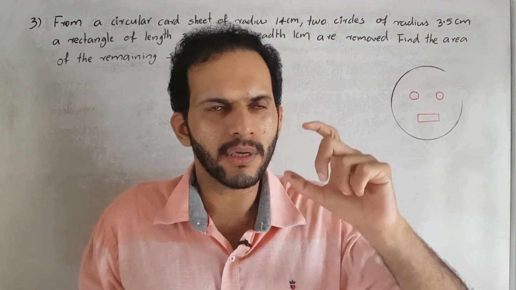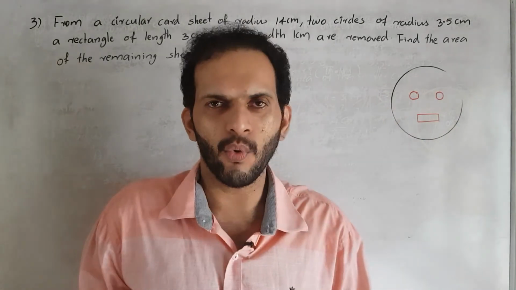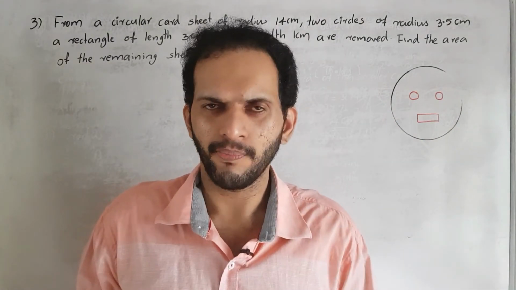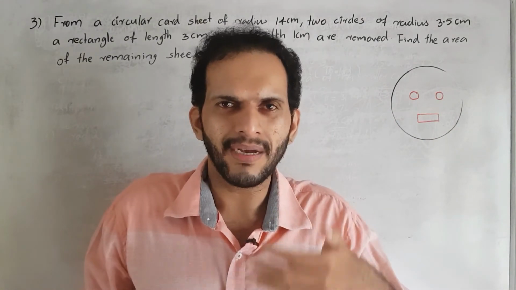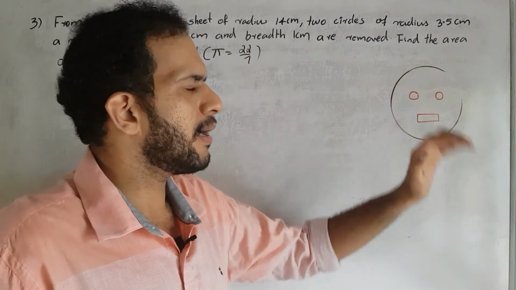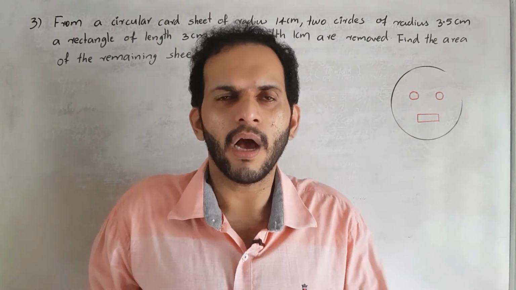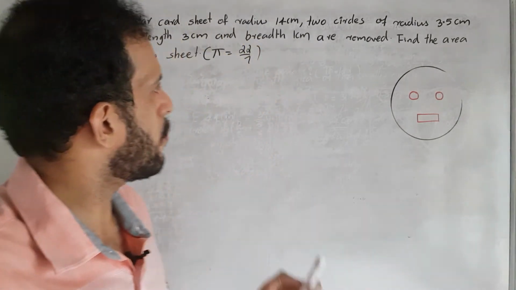അതിൽ നിന്ന് നമ്മൾ മുറിച്ച് കളഞ്ഞ രണ്ട് സർക്കിളിൻ്റെ ഏരിയയും ഒരു റെക്റ്റാങ്കിളിൻ്റെ ഏരിയയും തമ്മിൽ ഒഴിവാക്കിയാൽ നമുക്ക് എന്ത് കിട്ടും? നമുക്ക് ഇപ്പോൾ മുറിച്ച് കളഞ്ഞതിന് ശേഷം നമ്മുടെ കയ്യിലുള്ള റിമൈനിങ് കാർഡിൻ്റെ റിമൈനിങ് പോർഷൻ്റെ എന്ത് കിട്ടും? ഏരിയ കിട്ടും. Okay, then how do we find the area of the remaining portion?